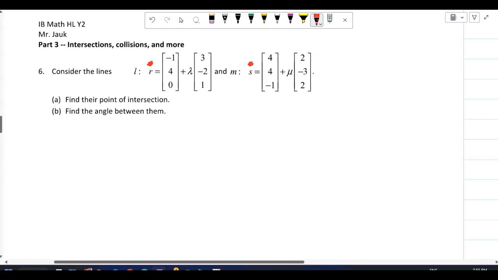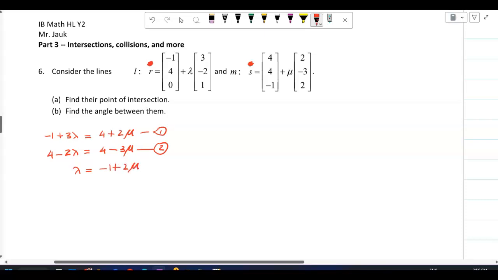So I have to equate both the equations. Correct, equate both vector forms. These are directly the vector form. So if I equate it, what will I get? Minus 1 plus 3 lambda is equal to 4 plus 2 mu. Second equation: 4 minus 2 lambda is equal to 4 minus 3 mu. And lambda is equal to minus 1 plus 2 mu.